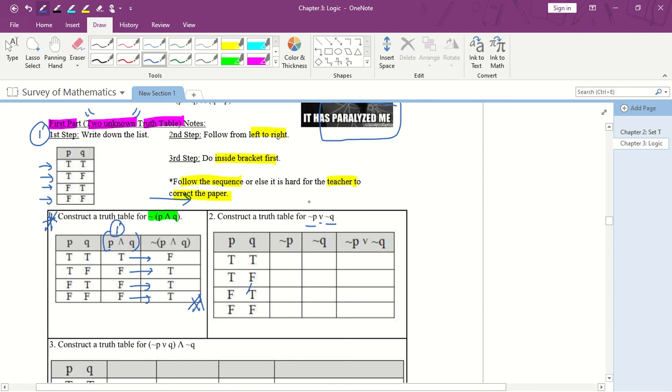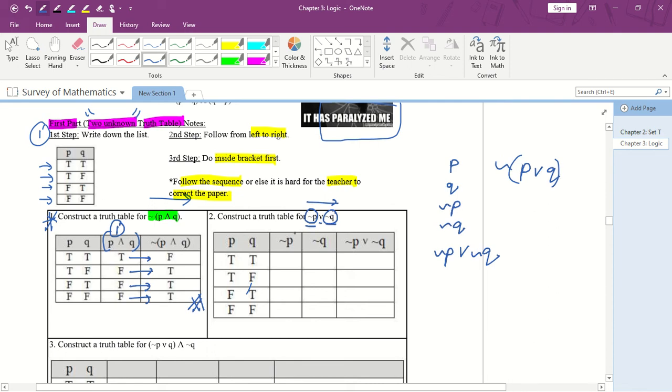So remember, we'll go from left to right. So we need P and Q, and we got P and Q. The first thing we need to know is the negation of P, because we need to find negation P or negation Q. So we need to find negation P, negation Q, then we find negation P or negation Q. We cannot straight away find P or Q and then negation. No, it's a different thing. We need to go step by step. So what is negation P?